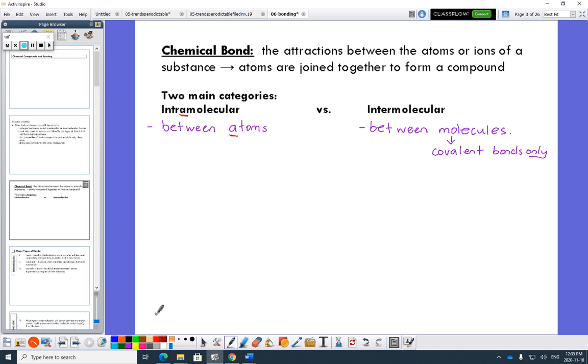So we're going to talk a lot in grade 11 about ionic and covalent, and then we're going to introduce intermolecular, and then in grade 12, we're going to focus more on intermolecular, okay? So it's kind of the next step. So intramolecular forces, because they are between atoms, they are very strong.